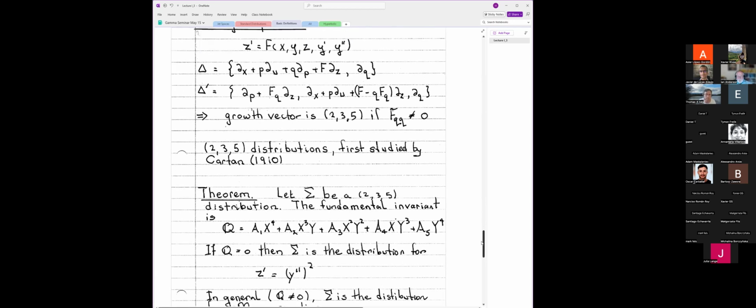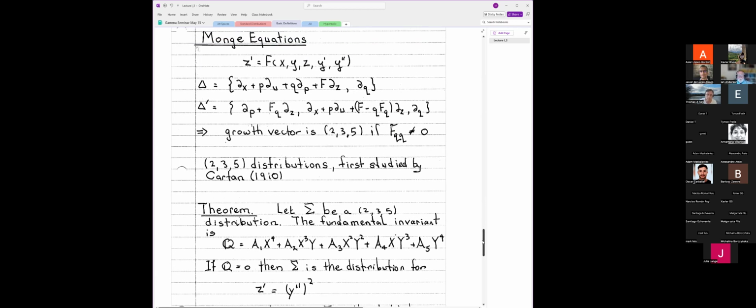Here's another one. So Monge equations. I'm going to start with my Monge equation. The derived flag is here, and as we pointed out earlier, the growth vector is 2, 3, 5 if the second derivative in the last coordinate is non-zero. There's no normal form for this; it's a generic case.